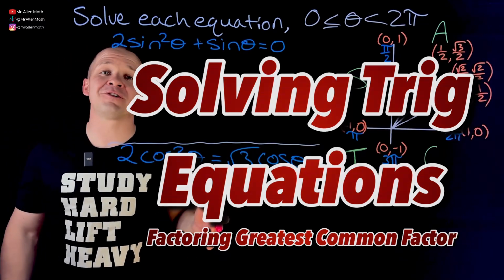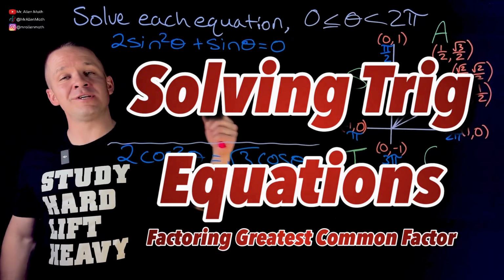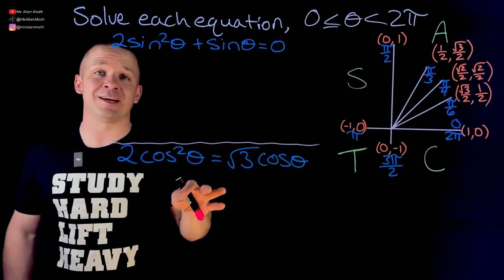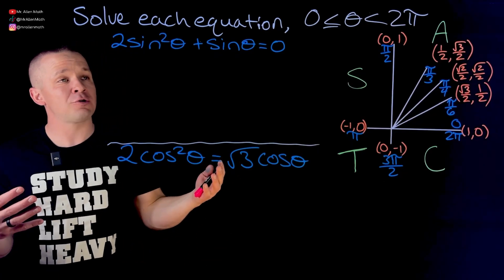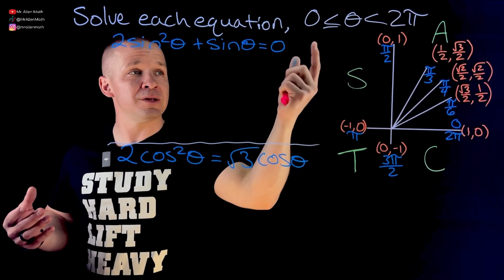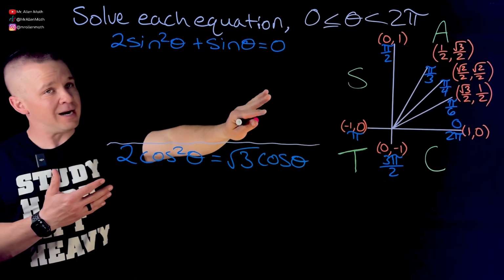What's poppin', dogs? Mr. Allen here solving some trig equations using our unit circle and a bit of factoring in this video. So we got to solve each equation. Theta has a domain restriction between 0 and 2 pi, including 0, but not 2 pi.